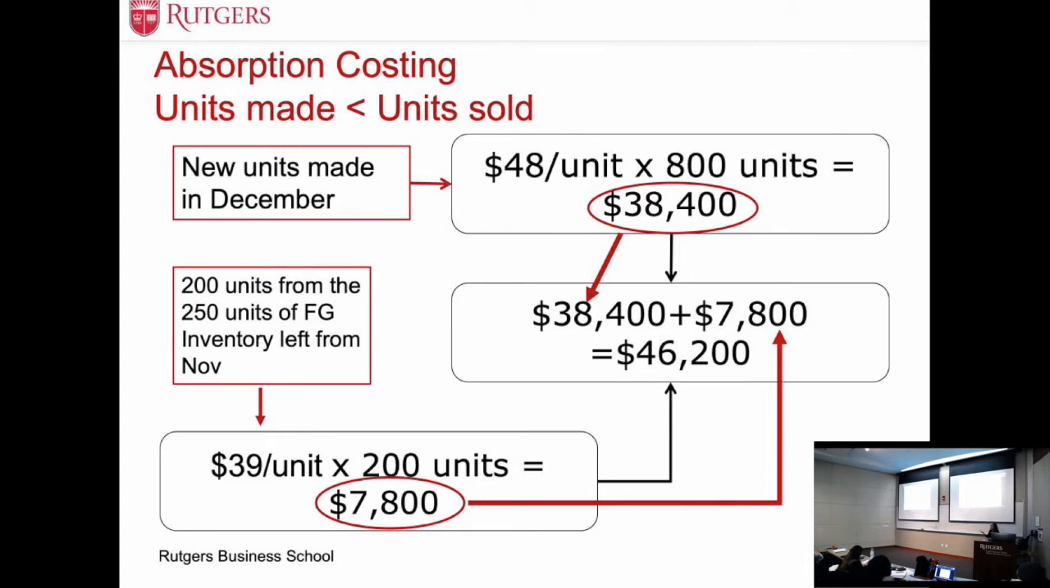In this situation, the cost of goods sold contains two components. The first component is the one that we made and sold in December, which has the unit production cost of $48. And the rest of the 200 units that we sold are from the beginning balance left from November, and that part of the products have the unit production cost of $39. So now the cost of goods sold is calculated in this way.